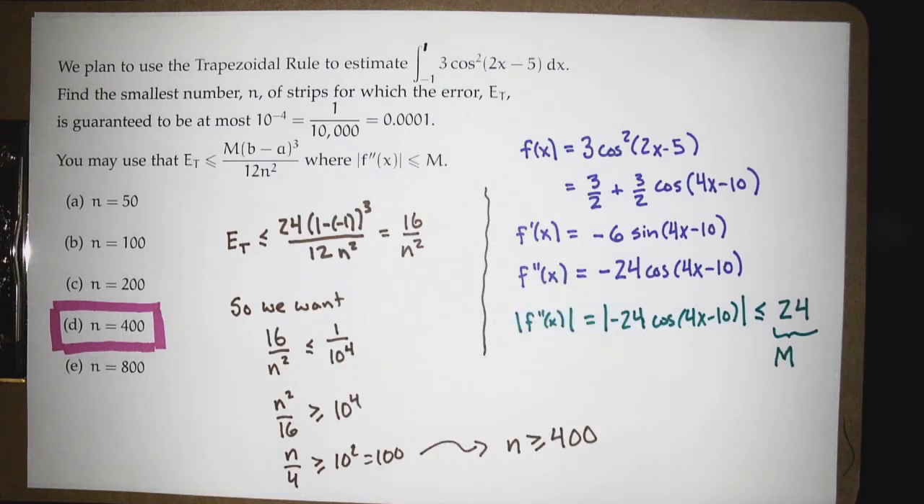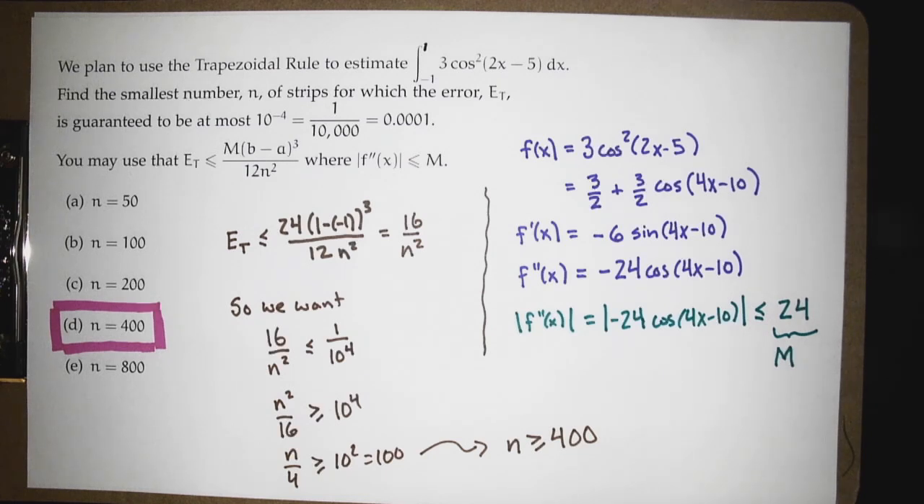Depending upon the rules you used for derivatives, if you forgot to bring out the 4, for instance, you'll get a slightly different constant, which might lead you to a different answer. So be careful. Now, what do we want? If we can make 16 over n squared small, we win. So our goal is 16 over n squared less than or equal to the number we're after. Flip both sides, flip the inequality, and take square roots of both sides. n over 4 needs to be greater than or equal to 100. So we want n to be at least 400.